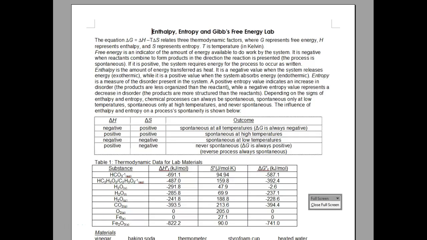Alright, so this video is going to help you with the enthalpy, entropy, and Gibbs free energy lab. It talks a little bit about the terms that you aren't as familiar with, delta G and delta S, that G is your free energy, that H is your enthalpy, hopefully you remember that from earlier this year, and that S is your entropy value, and that T represents your Kelvin temperature.